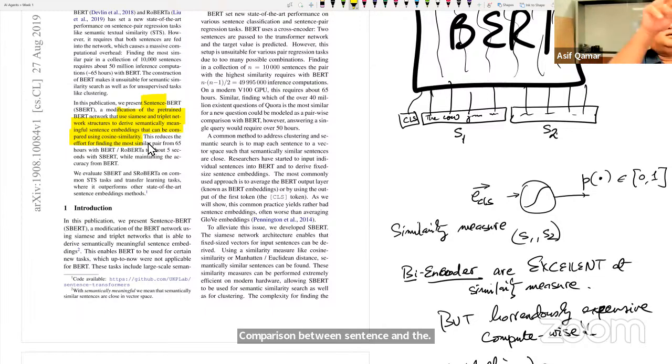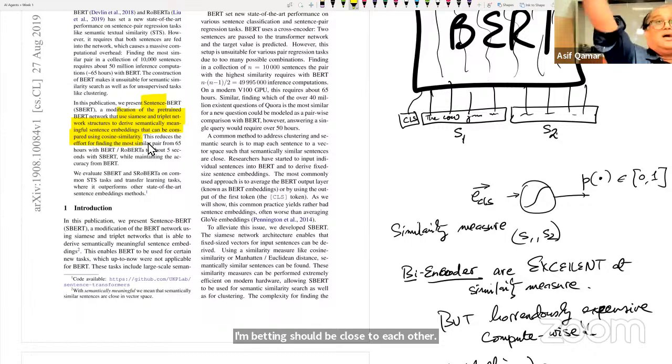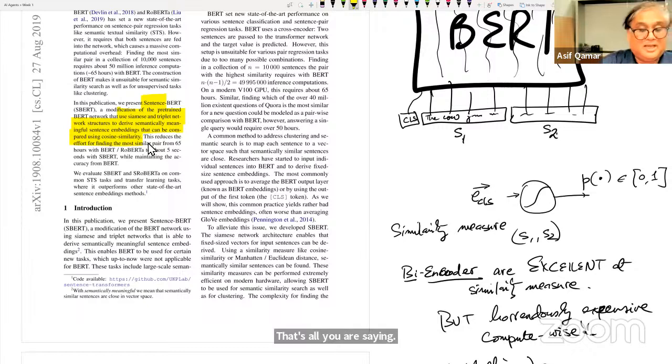So you take BERT. Remember, BERT takes two at a time. But what you do is you train BERT alternatively. You say, when I give you two similar ones in the triplet, put them close. The vector embeddings should be close to each other. When I give you the sentence and the random one, they should be far away. The cosine distance should be high. The cosine similarity should be low, isn't it? That's all you're saying. So this reduces the effort of finding the most similar pair from 65 hours with BERT, RoBERTa, to about 5 seconds with S-BERT, while maintaining the accuracy of BERT.